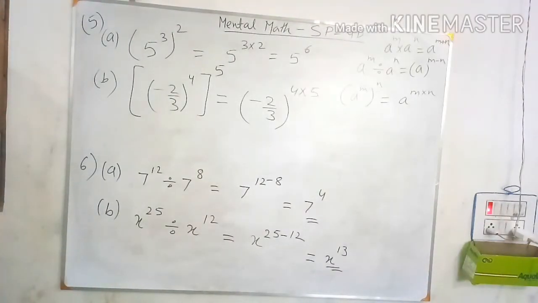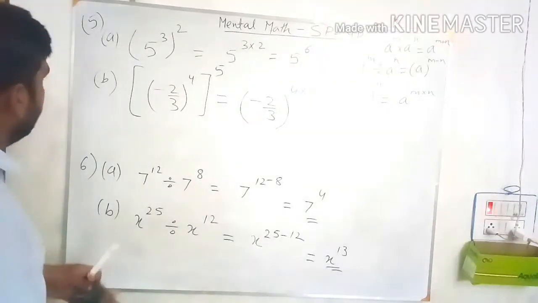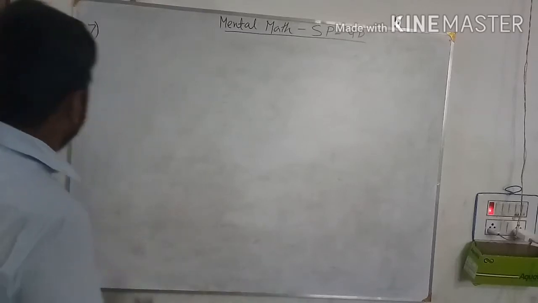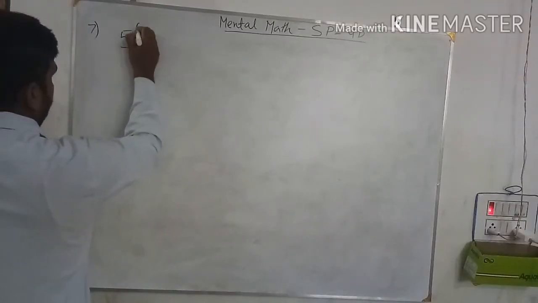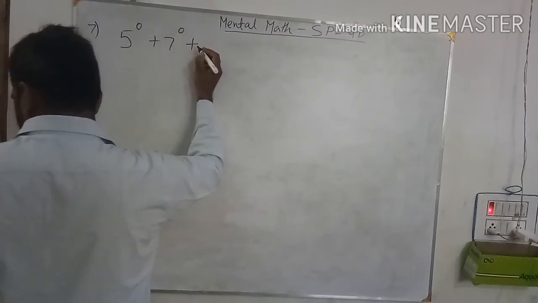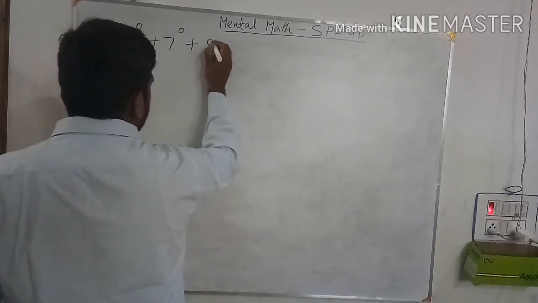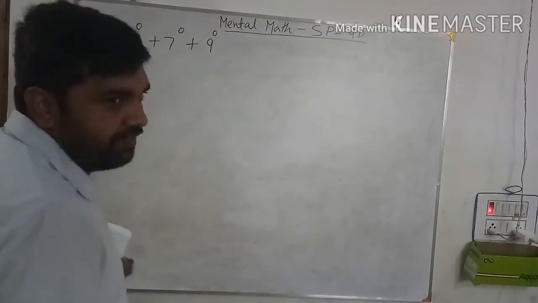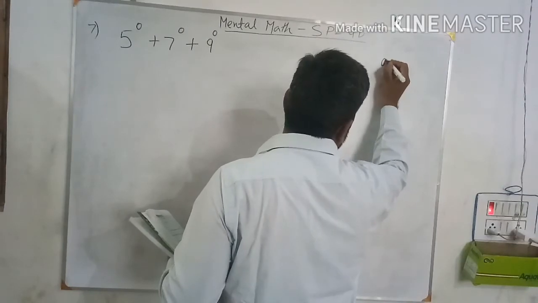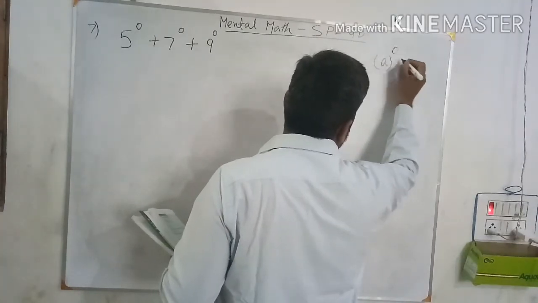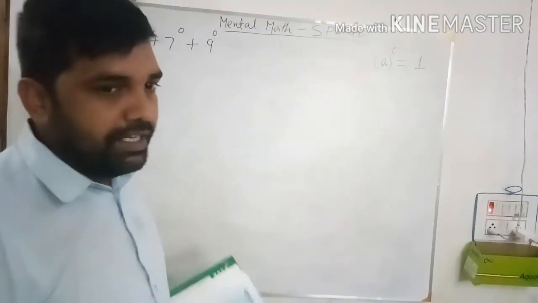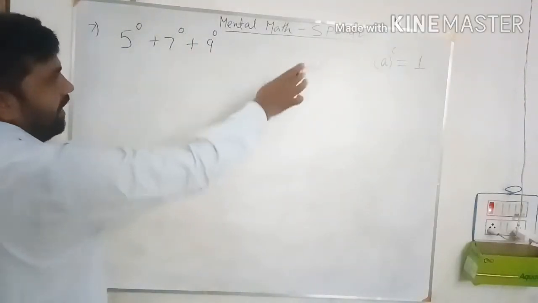Okay. Now we do question number 7. You see, 5 to the power 0 plus 7 to the power 0 plus 9 to the power 0. So this is the zero law of the exponent. What does the zero law say? If A is any base having power 0, value is 1. This is the zero law of the exponent. Any base having power 0, value is 1.